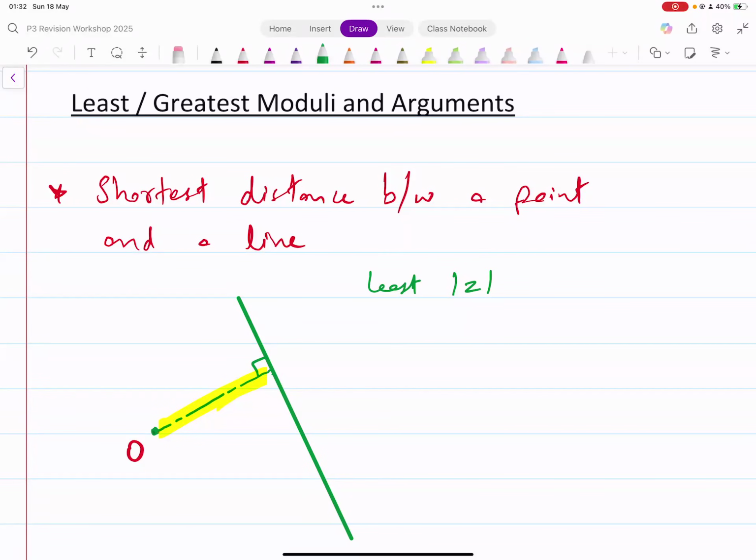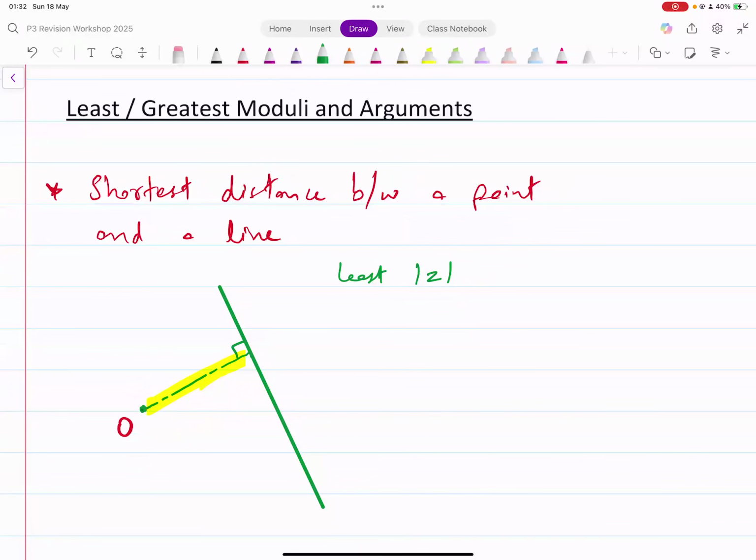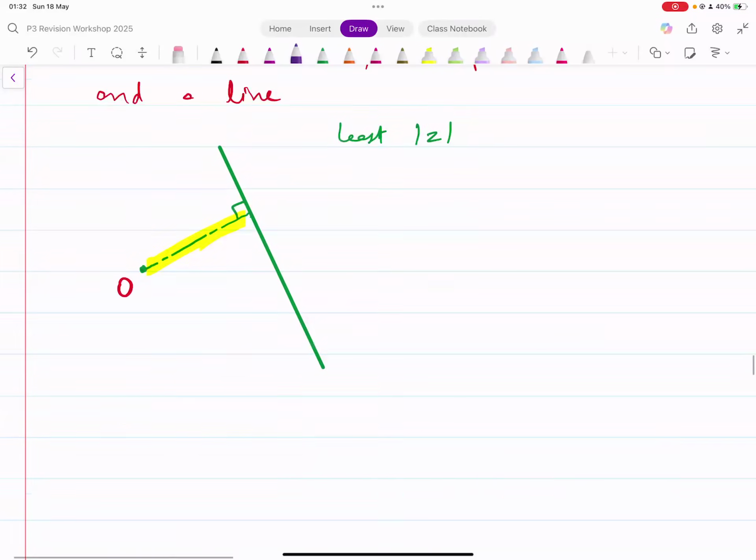Now, when you have to find the least distance from a line, that distance is always perpendicular distance. So for example, let's say they have this locus that's a line, and they say, find the least value of modulus for points on this locus. Now, let's say this is the origin. What's the least modulus going to be? The shortest distance from origin to that line, that's always perpendicular distance, right? Shortest distance from a point to a line, that's always perpendicular distance.